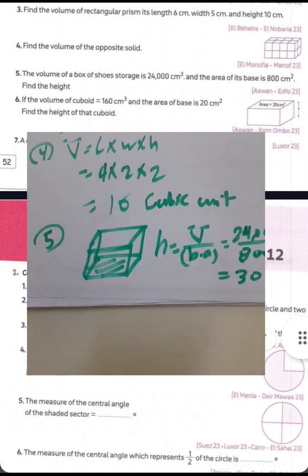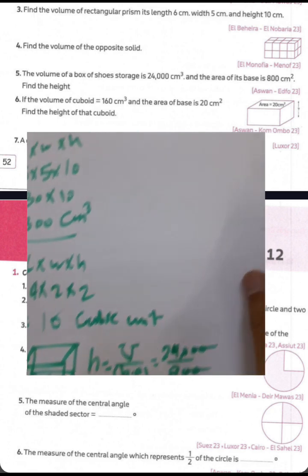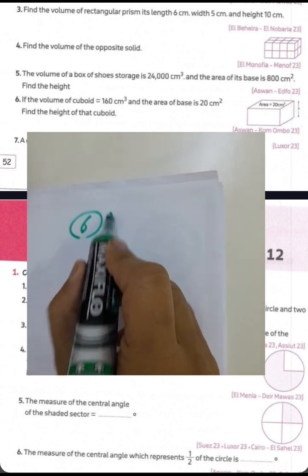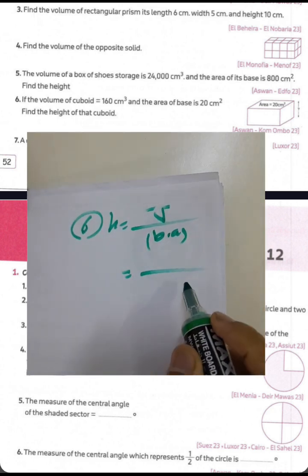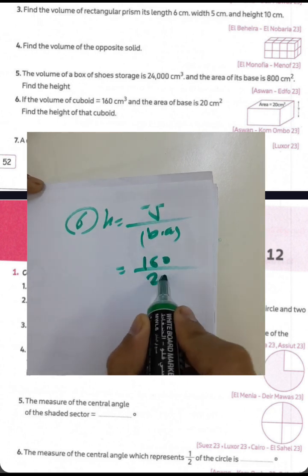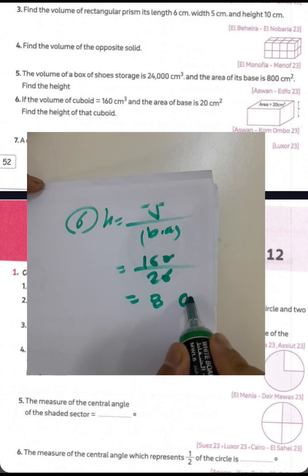Question number 6. If the volume of a cuboid is 160 cubic centimeters and the area of the base is 20 square centimeters, you want to find the height. We can find the height: volume divided by base area. The volume here was 160 divided by 20, cancel 0 by 0, and 16 divided by 2 equals 8 centimeters.